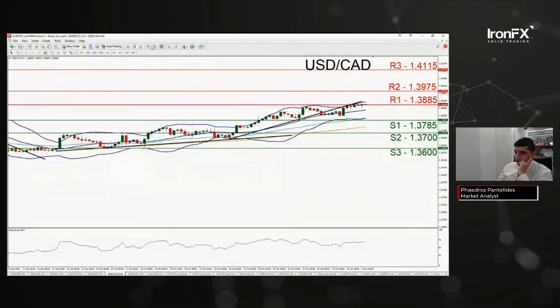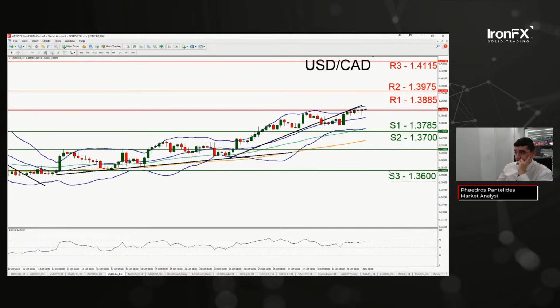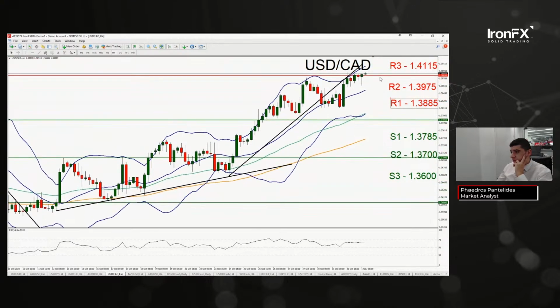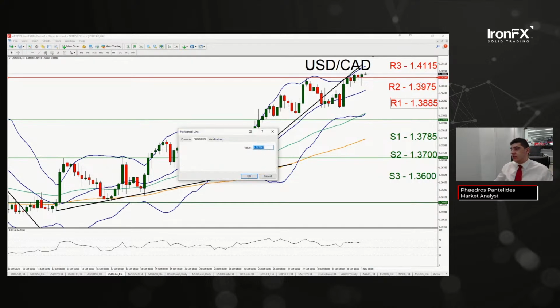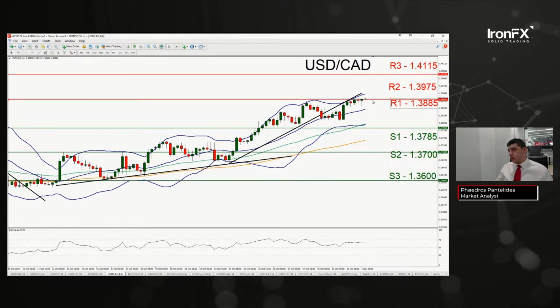Given that Canada is a major oil exporter, if the prices of oil are moving in an upwards fashion, it could make sense that the loonie would be appreciating, but it appears that the dollar may be countering that potential strength. It's actually above R1, 1.3885. Note the three, could even say four candles, roughly three candles fluctuating around R1, validating it as a potential resistance level, which now appears to have turned to support.